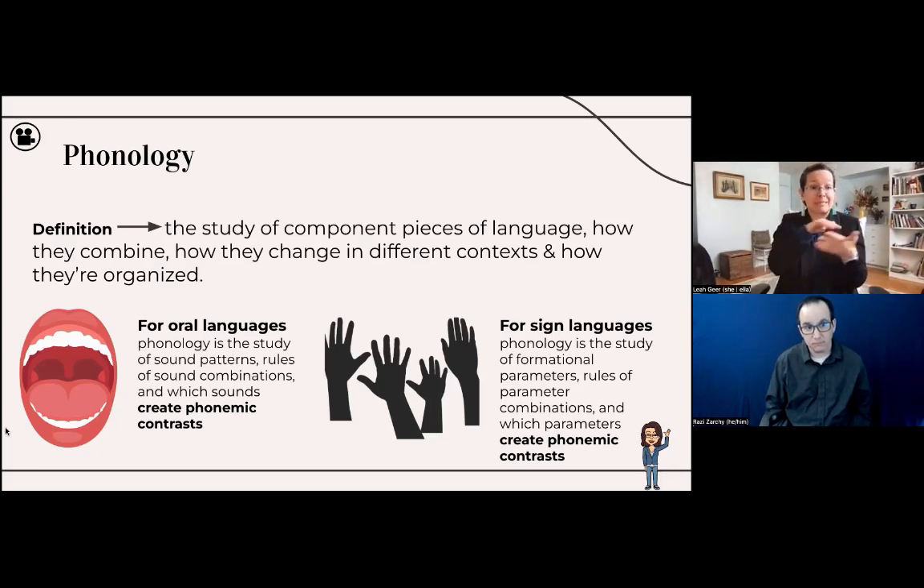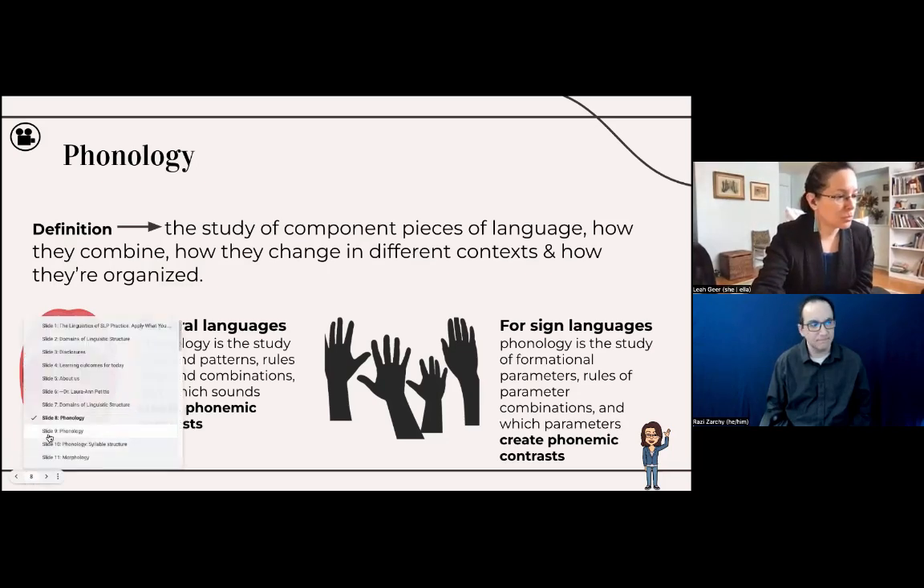Now, for signed languages, phonology is the study of formational parameters. If you'll remember back to the production of that sign borrowed from BSL, including the rules of parameter combinations, and which parameters create phonemic contrasts. Again, contrasts. Now, I'm sure that many of you have seen examples like apple and onion, right? Whereas everything is the same, each parameter is the same, except for one we modify, which is location. By the chin or by the eye, then determines the meaning and shows us by that one change, there's contrast here, which creates this minimal pair and difference in meaning.